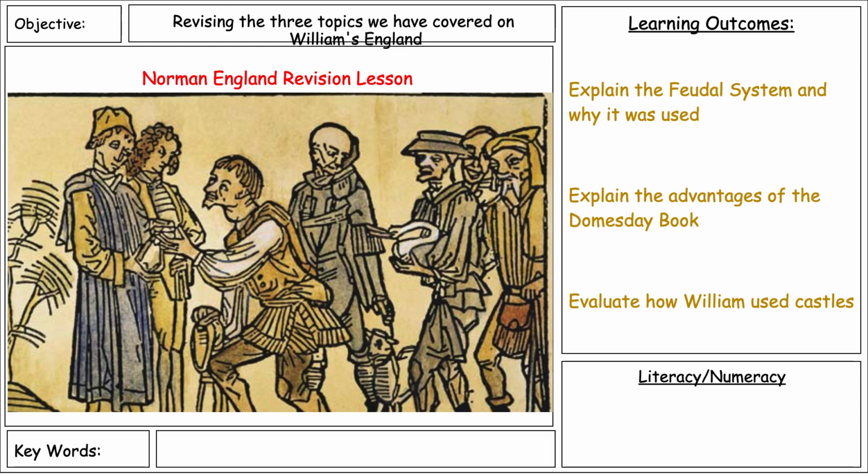Your learning outcomes: explain the feudal system and why it was used, explain the advantages of the Doomsday Book, and evaluate how William used castles. So this is really important. So if you can write down your learning outcomes and the title. If you want to put the video on pause, I'll just give everyone a minute to do that, and then we'll get straight into it.